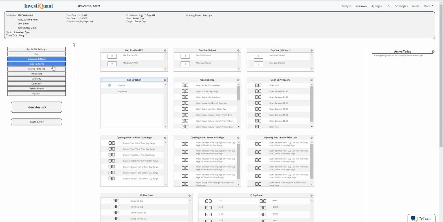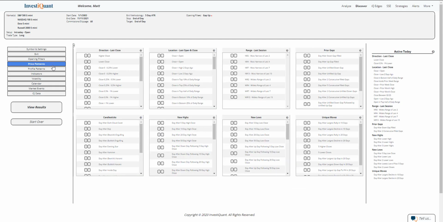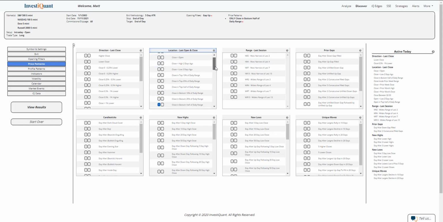All right, next I'm going to go to the price patterns library. I'm going to say yesterday closed in the bottom half of the daily range. I can grab that from the location, last open and close. I can also grab it from the active today. I think I'll do that right here. Close in bottom half of daily range. I just clicked on it. You can see it goes right there is where it comes from. There's the equal sign next to it. It is added to the test. So that's pretty self-explanatory. Close was in the bottom 50% of the range.